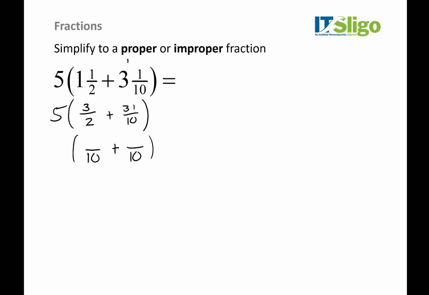The left-hand fraction, guys, I need to multiply above and below by 5, because I want to have the 10 on the bottom. As a result, the 3 gets multiplied by 5, so I'm multiplying the bottom by 5 and the top by 5. On the right-hand fraction, guys, we have 10 on the bottom, so there's no adjustment required.